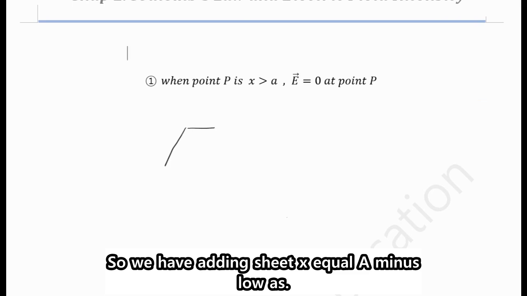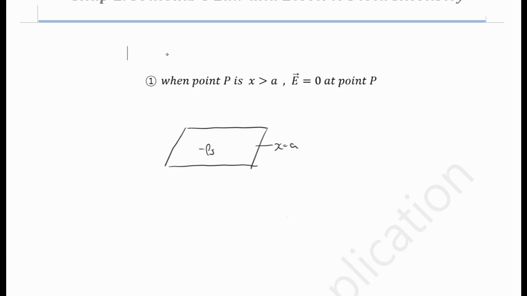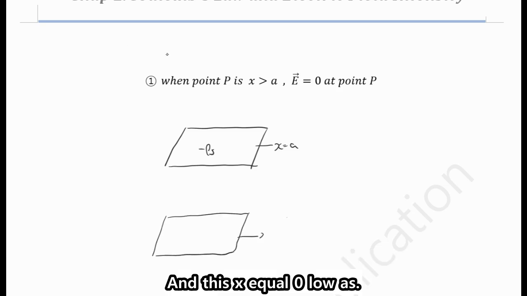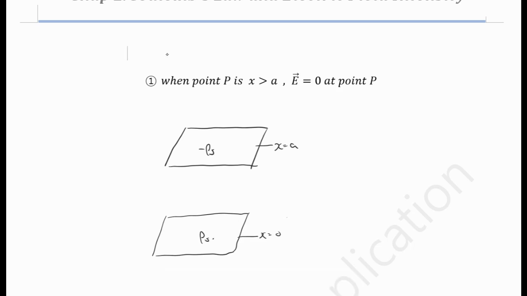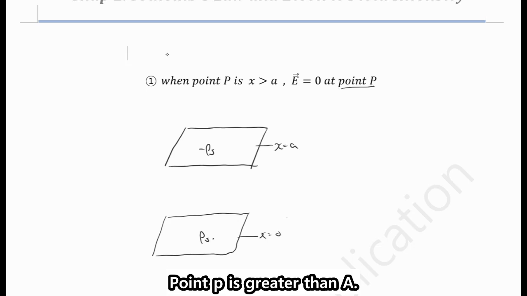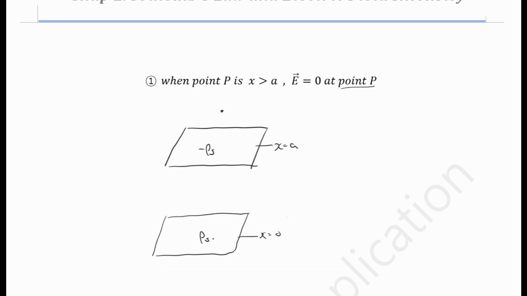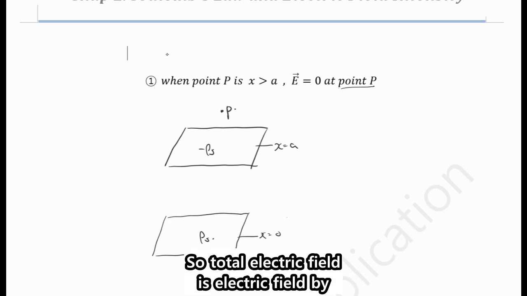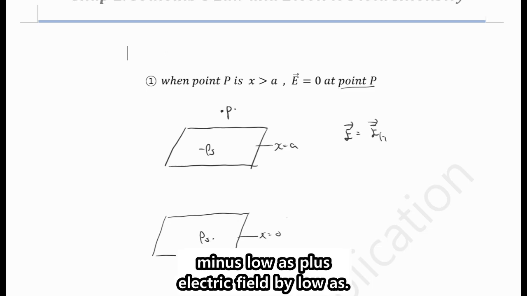So we have a sheet at x equal a with surface charge density minus rho s, and a sheet at x equals 0 with rho s. We have to find the electric field at point P, where P is greater than a. The total electric field is the electric field by minus rho s plus the electric field by rho s.